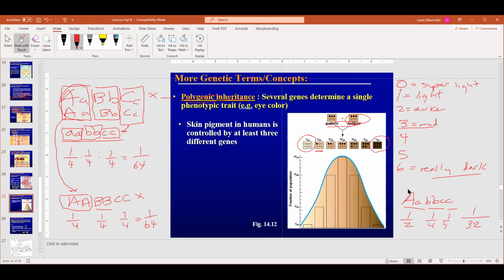But you could also be this. I'm sorry, little a, big A, little b, little b, little b, little c, and that would also be 1/32. And then you could have one big B, and that would be another 1/32. So we would have to add them together. So 1/32 for one big A plus, so for this or this would be 1/32. Or if you had one B, right? So the rest would be recessive, all smaller case.